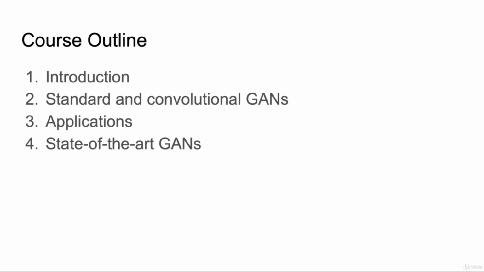And in the last section, the fourth, we will study state-of-the-art generative adversarial networks, which are called progressively growing GANs and BigGANs. I will share with you all my experience in these state-of-the-art GANs, and after that you will be able to build your own GANs to solve your own problems and to generate whatever you want.